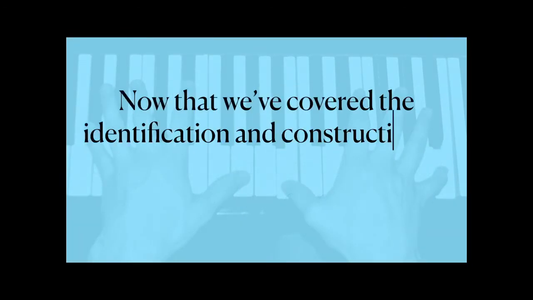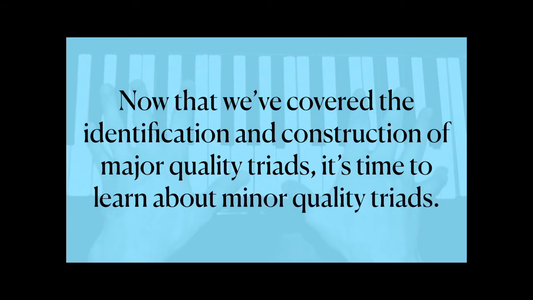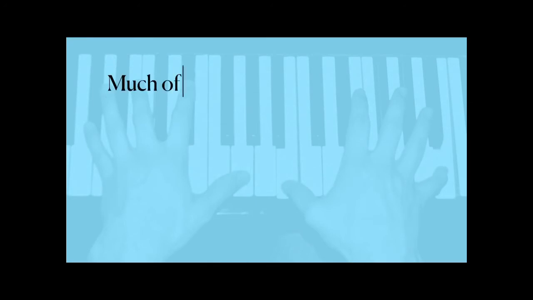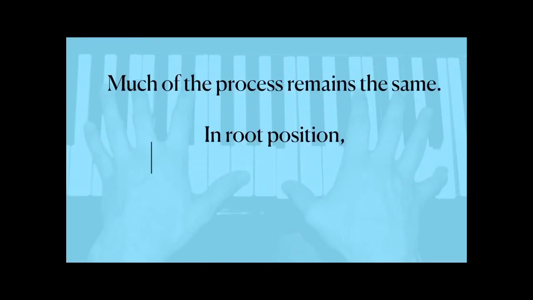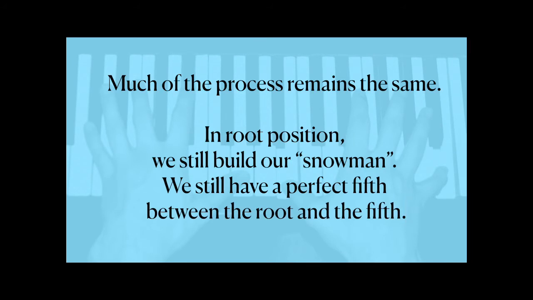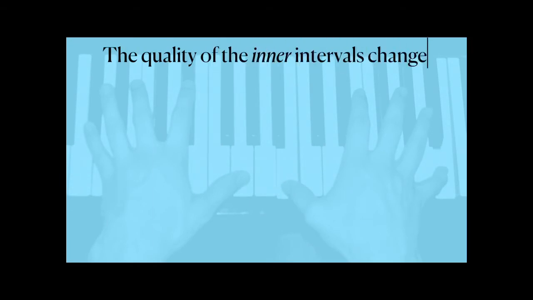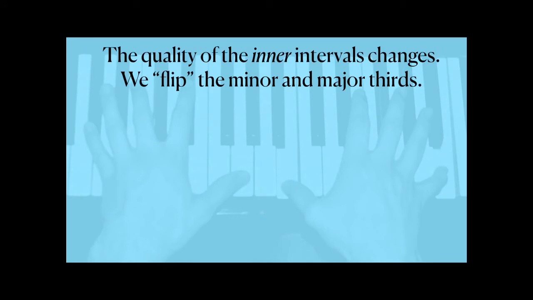Now that we've covered the identification and construction of major quality triads, it's time to learn about minor quality triads. Much of the process remains the same. In root position, we still build our snowman. We still have a perfect fifth between the root and the fifth. The quality of the inner intervals changes. We flip the minor and major thirds.